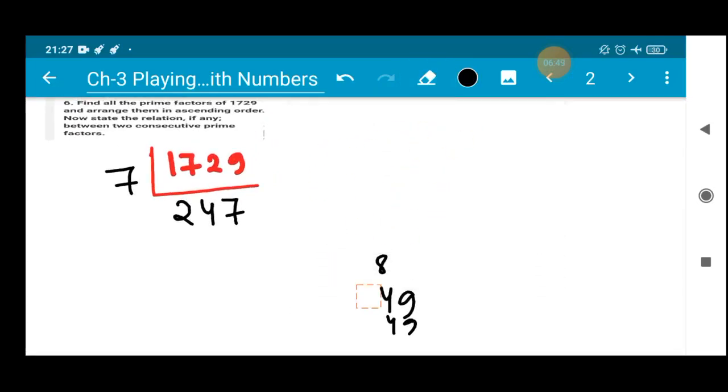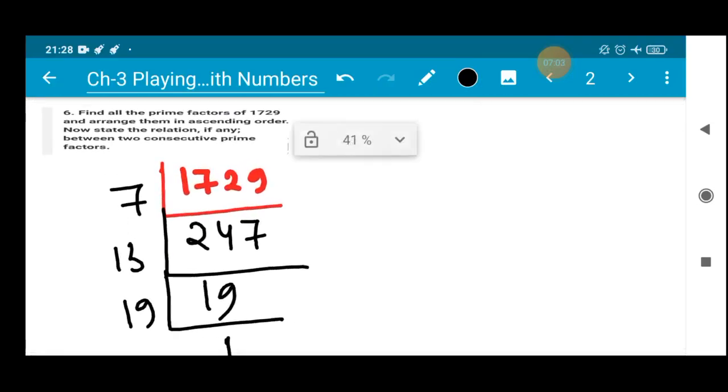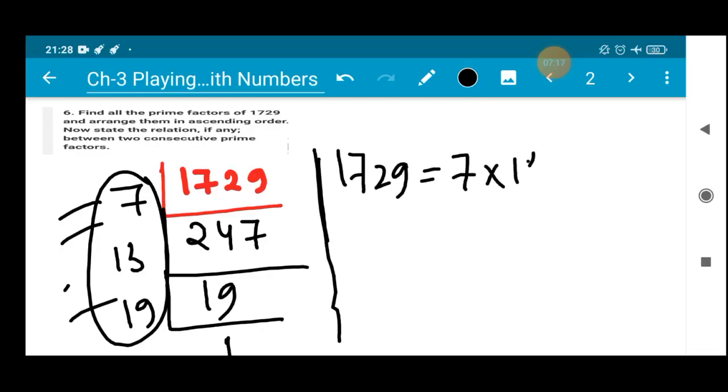Okay, so next, who will divide this 247 now? 13 can divide. Okay, 13 into 19, and 19 is a prime number, so 19 ones. So we got the prime factors of 1729. Now what they have asked us is to form it in ascending order. So 1729 is equal to 7 into 13 into 19 in ascending order. 7 into 13 into 19, right?